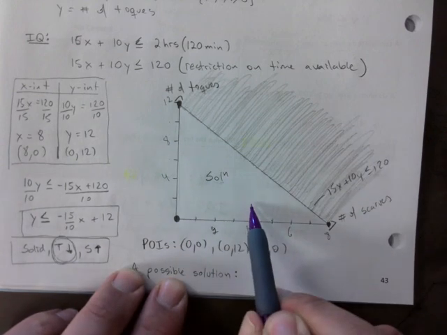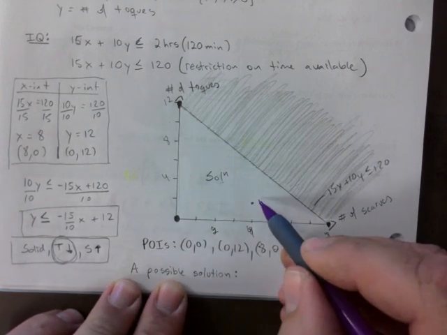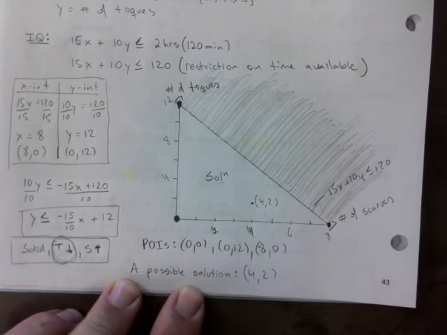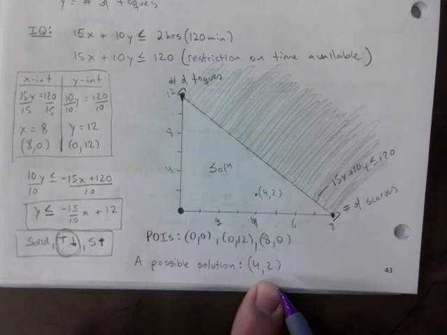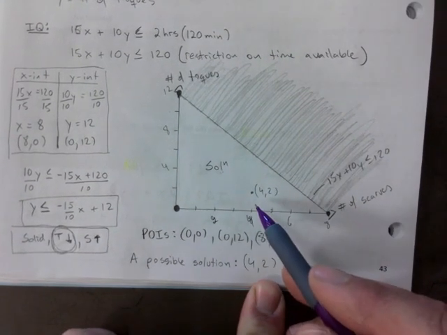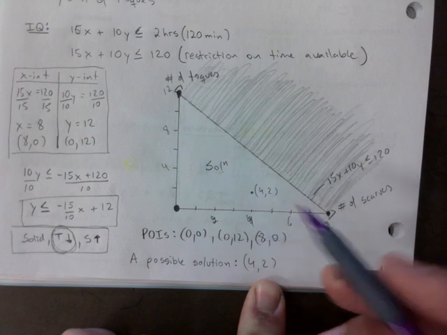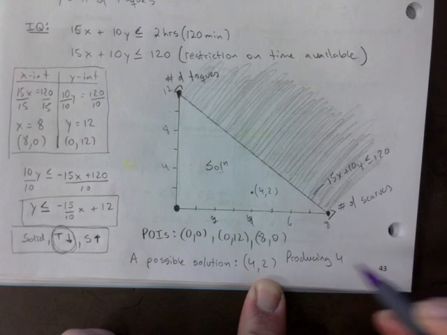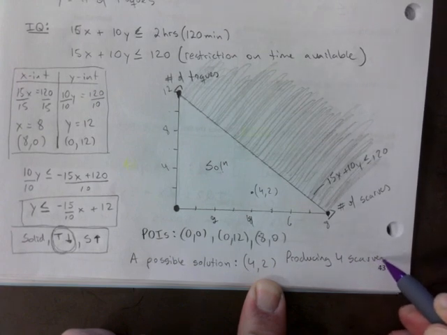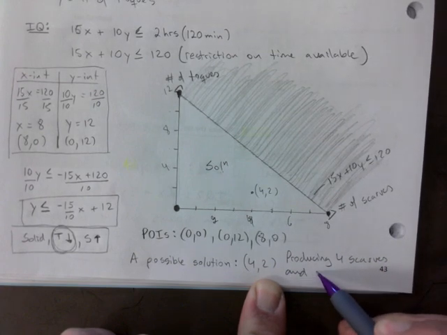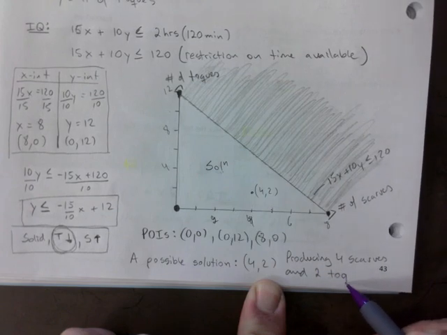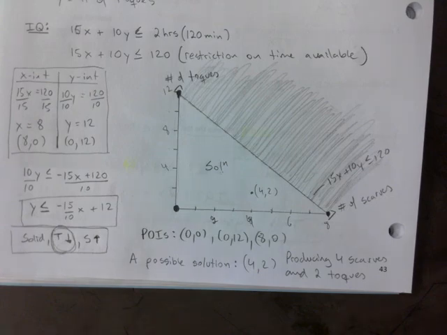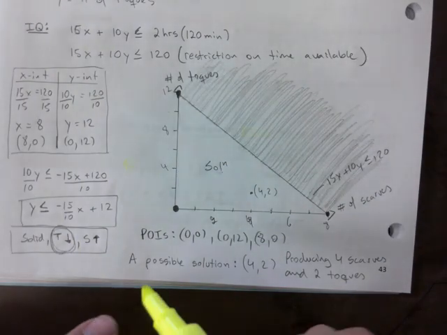But another one could have been, let's try this, 4, 2. This is 4, 2 right here. 4, 2. That's a possible solution. That would meet the criteria, you would not break the restriction. Okay, so producing 4 scarves and 2 toques is a possible solution. I will highlight that part because sometimes we forget about it.